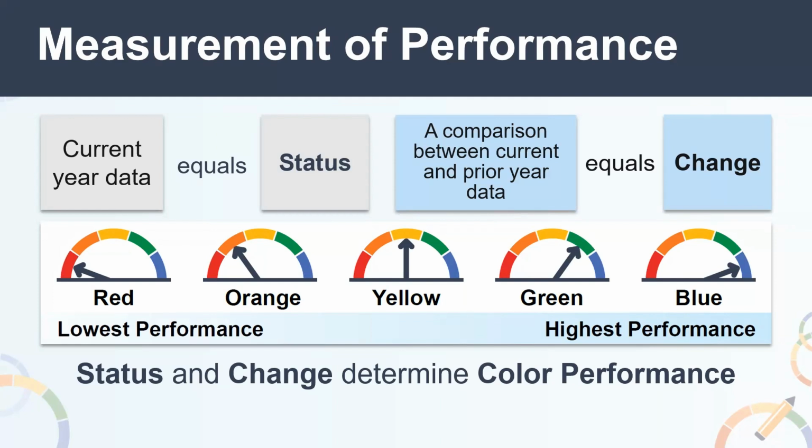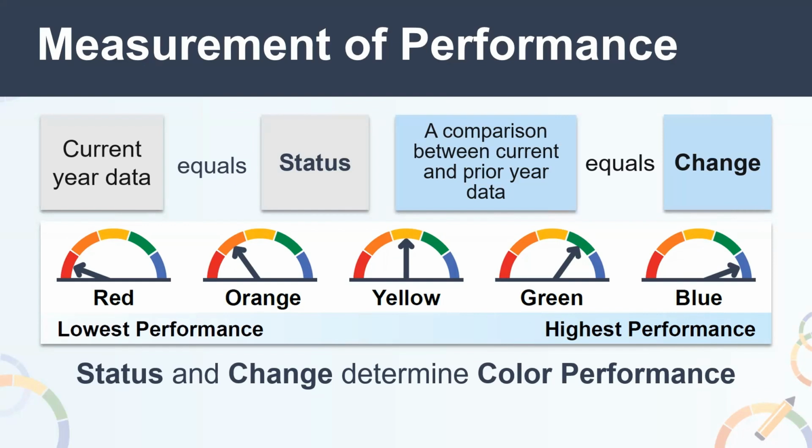The measurement of performance for local education agencies, or LEAs, schools, and student groups on the dashboard is done by looking at 2 years of data. Current year data equals status. A comparison between the current and prior year's data equals change.